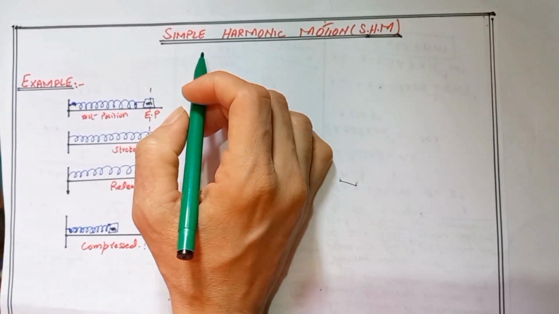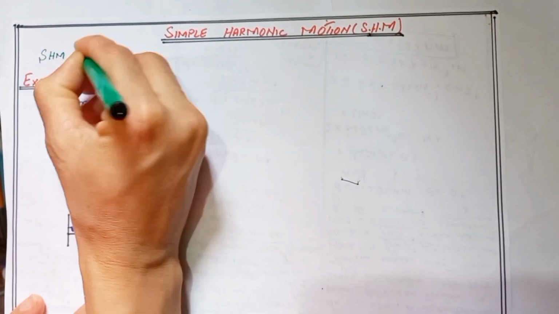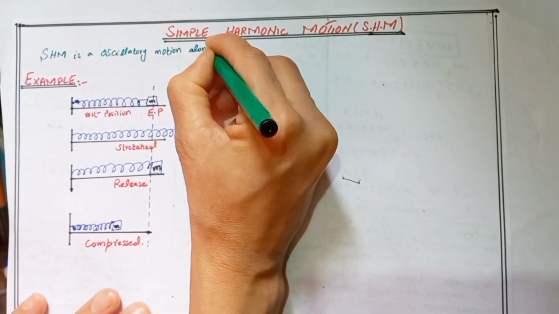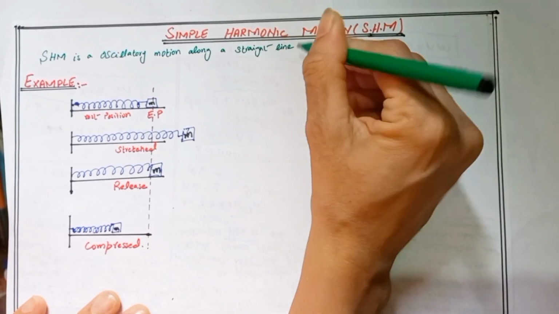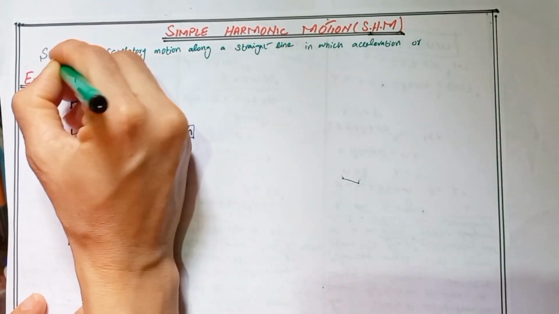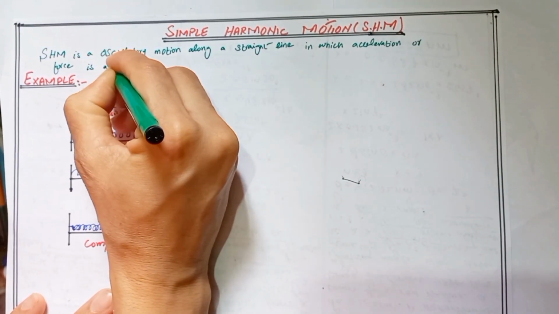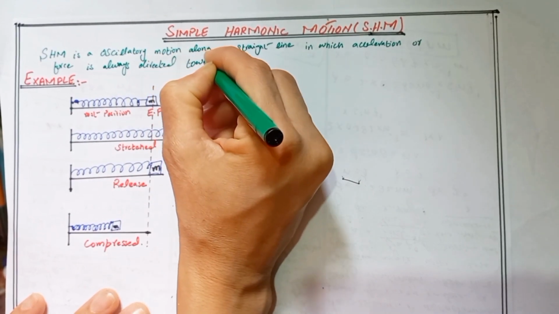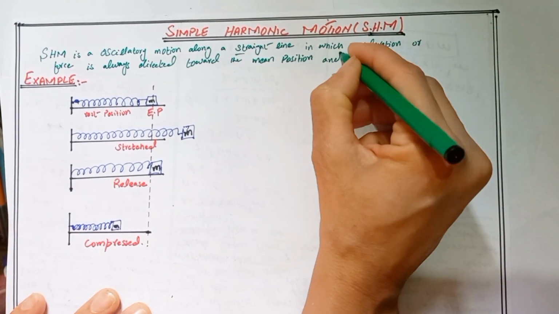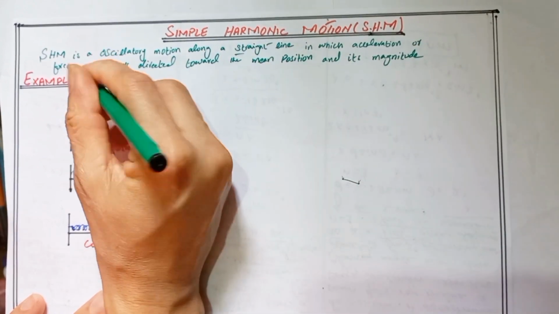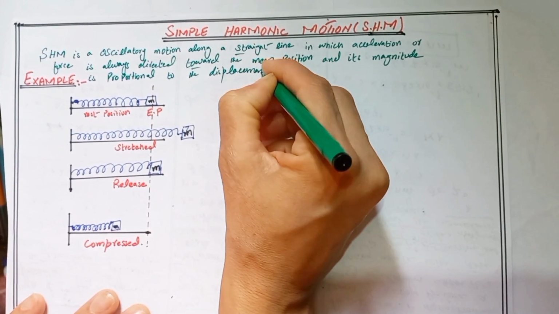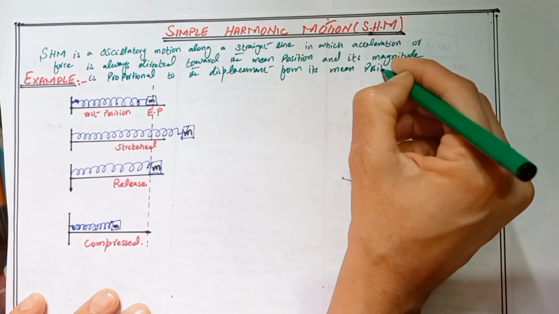First we discuss its definition. Simple harmonic motion is an oscillatory motion along a straight line in which acceleration or force is always directed toward the mean position, and its magnitude is proportional to the displacement from its mean position.